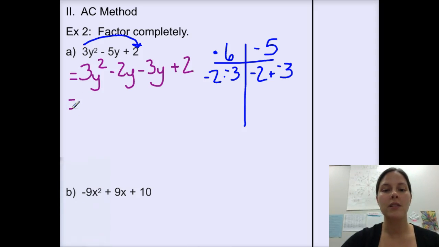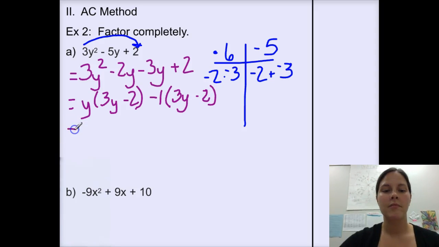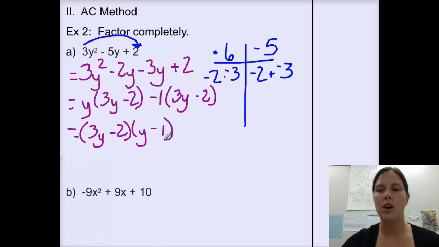So our first 2 terms have a common factor of y, leaving me with 3y minus 2. Same problem on this one. The next 2 terms have opposite signs, so I'm factoring out just a -1 in this case, leaving me with 3y minus 2. They've got that common factor of 3y minus 2, and I'm left with y from the first term and minus 1 from that second one.